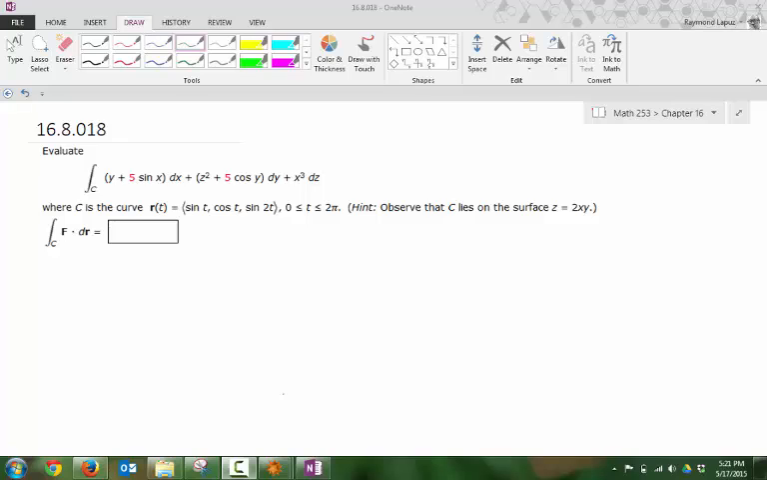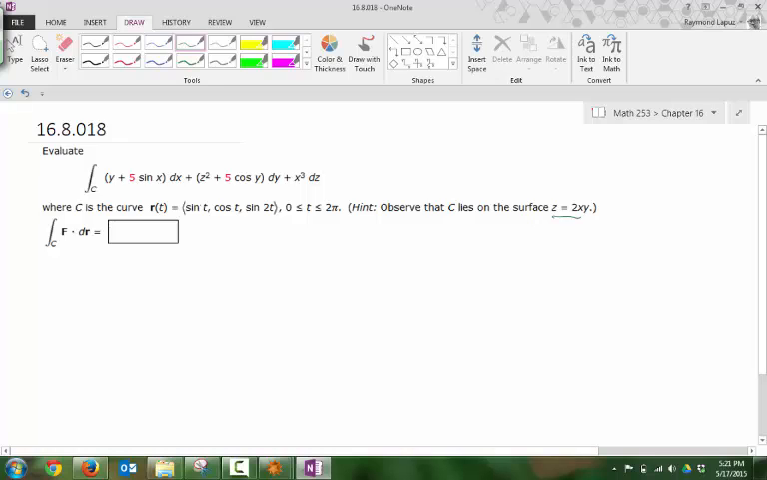Let's take a look at this problem from chapter 16, section 8 of Stokes. We have a line integral that we want to compute, where C is this curve from 0 to 2 pi. Hint, observe that C lies on the surface. So that's a big hint for us, and that's probably going to move us to go from a line integral to a surface integral.